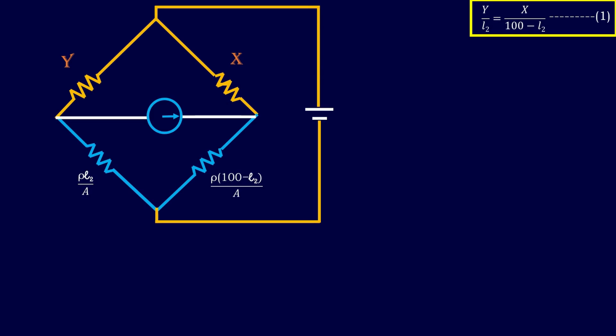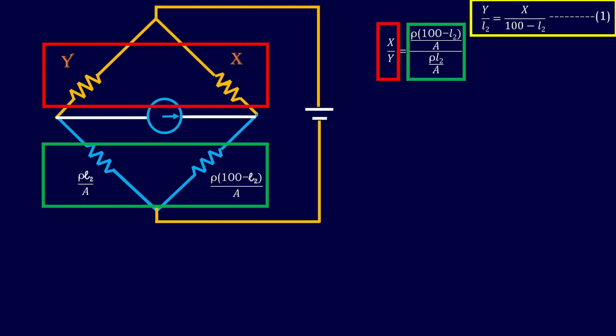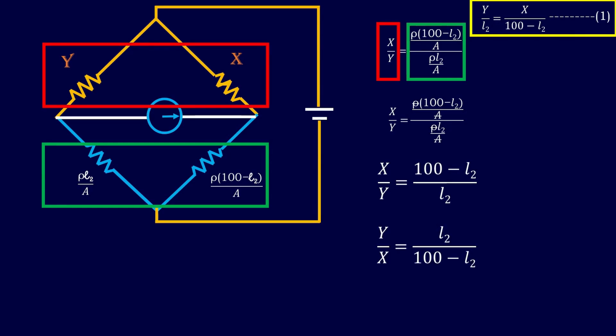So we can write X divided by Y equals (ρ times (100 minus L2) divided by A) divided by (ρ times L2 divided by A). Again, the terms ρ and A cancel out. This gives X divided by Y equals (100 minus L2) divided by L2. Rearranging this expression, we get Y divided by X equals L2 divided by (100 minus L2). Further rearranging, we get Y by L2 equals X divided by (100 minus L2).